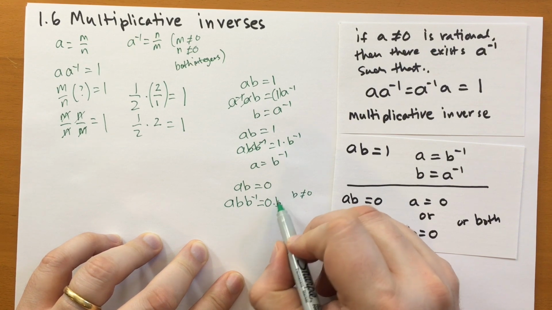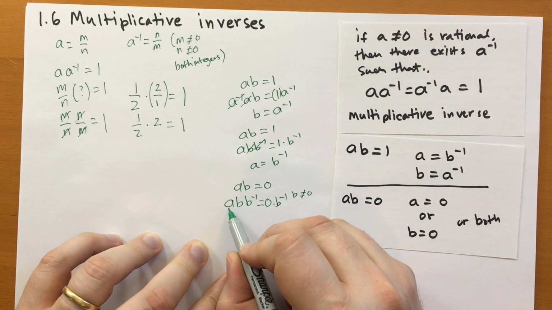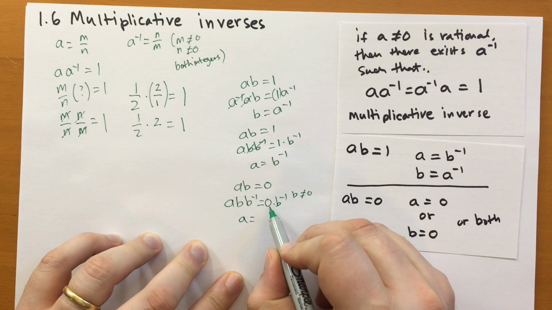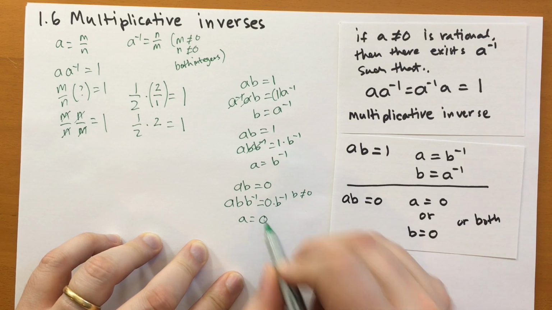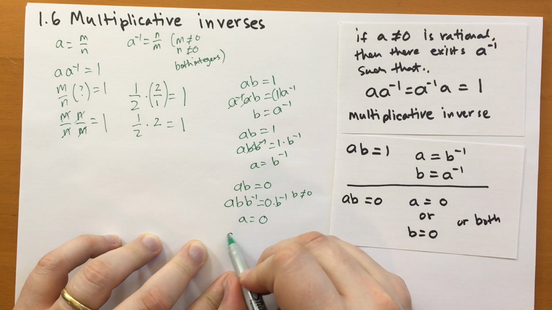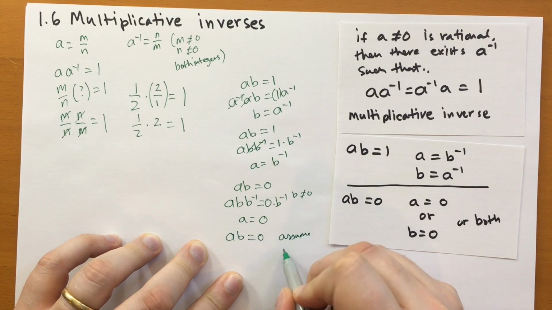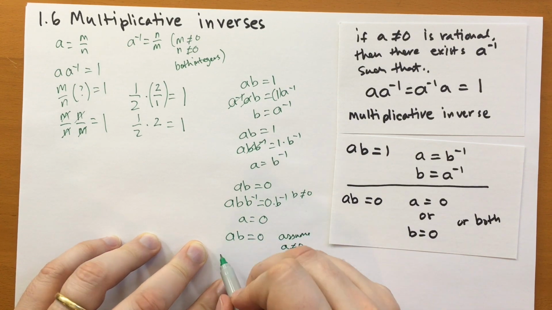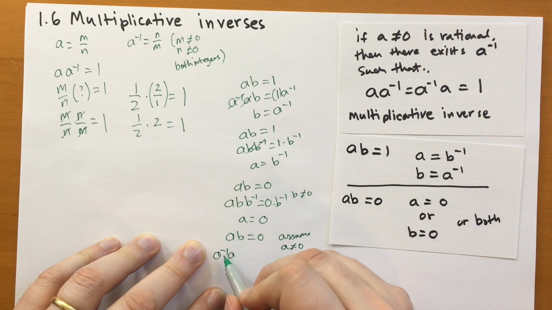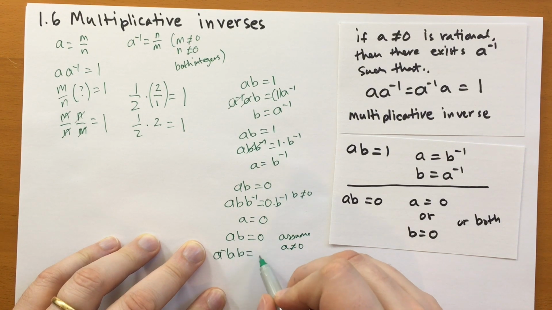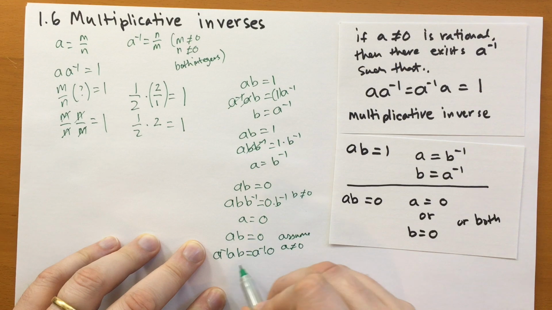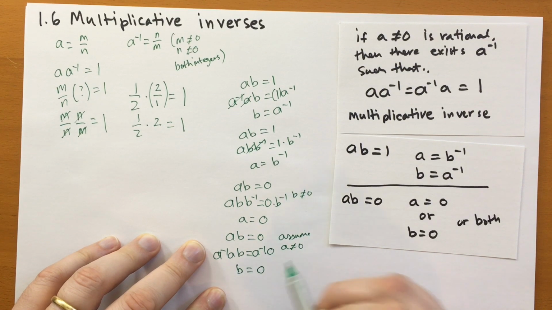So this is b times b to the minus 1, so this is a equals 0 times b to the minus 1. 0 times anything is 0. Or if we assume on the other hand that a is not equal to 0, then we get a to the minus 1 times ab equals a to the minus 1 times 0. So b has to be equal to 0.